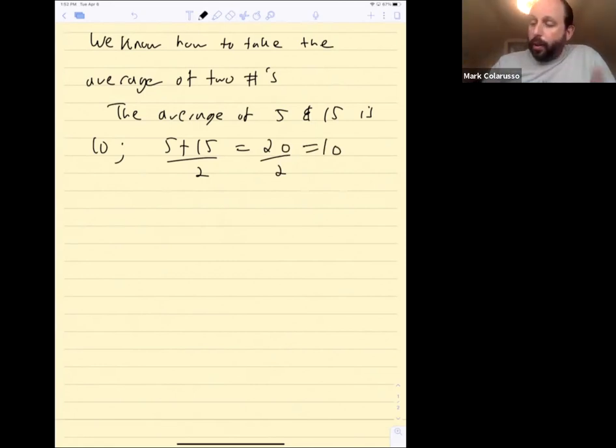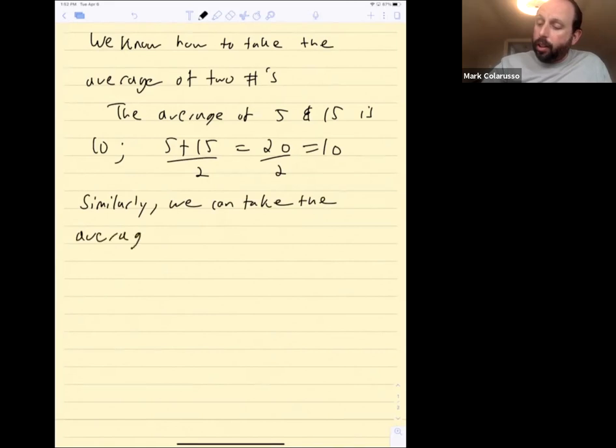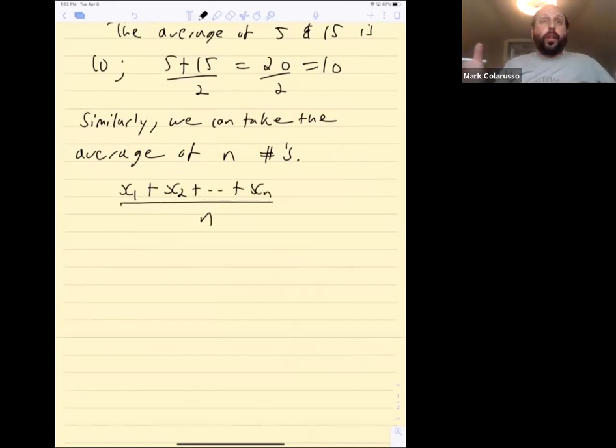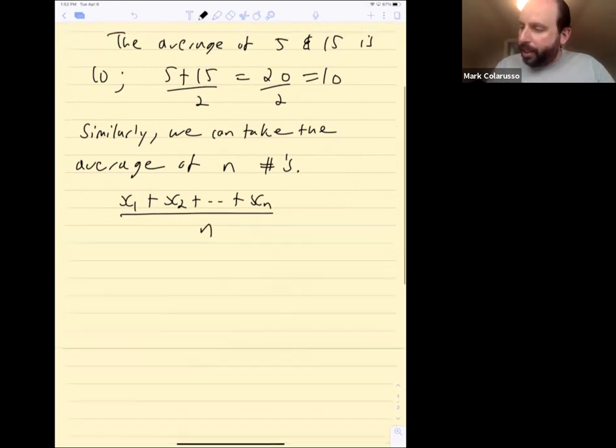And similarly, we could take the average of n numbers. So we'd have, say, x1 plus x2 plus up to xn, over n, and that would be the average of the numbers x1 through xn. I won't do too many more examples because this is not the kind of average we're going to be doing, but it illustrates the idea.